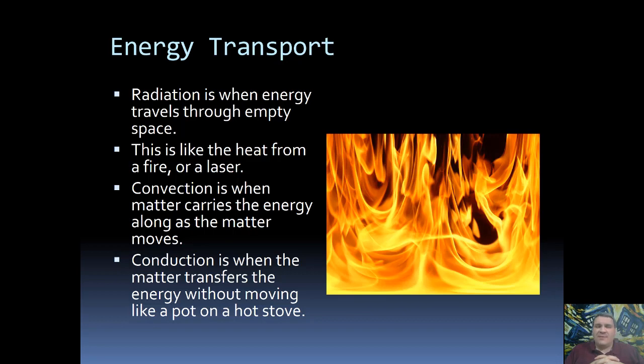A great example of this would be the heat you feel from a fire. You don't actually touch the fire, but the light, in this case mostly infrared light, is going to travel from the fire to you, and then you absorb that and warm up. Another example would be a laser. Convection is a process where matter is carrying the energy. Probably the best example of convection is boiling water.